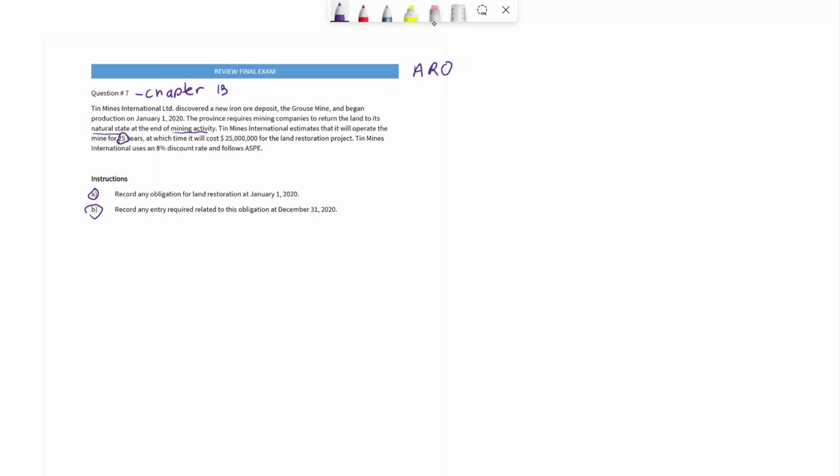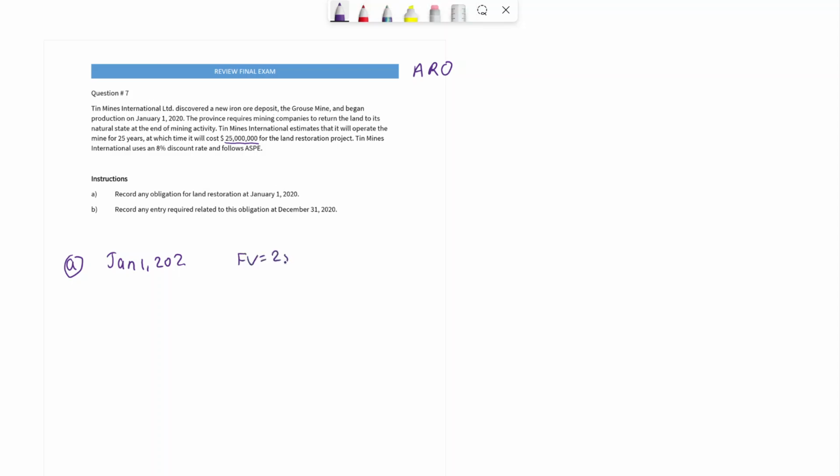What are we going to do in 20 years? We have to bring the land back to normal. So it's an obligation for the future, but we need to record it in the present. The first entry will be done on January 1st, 2020 to record the present value of this cost. So first we have to calculate the present value. How do we calculate it?